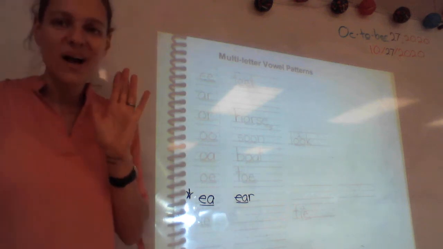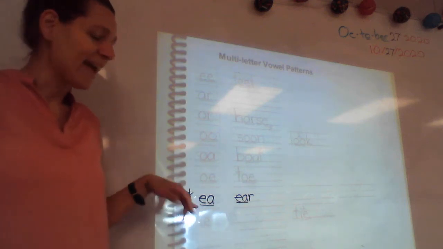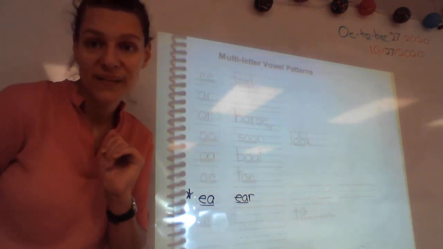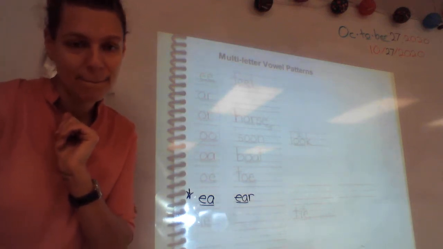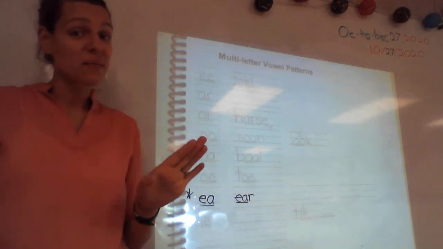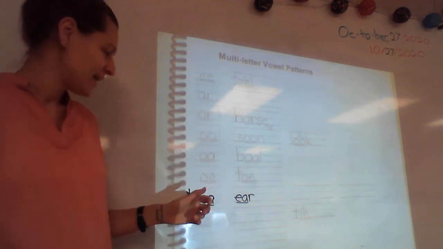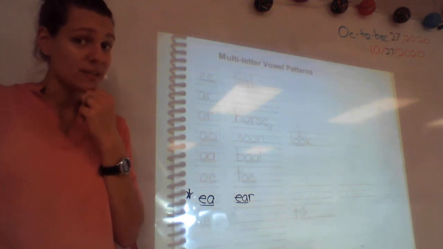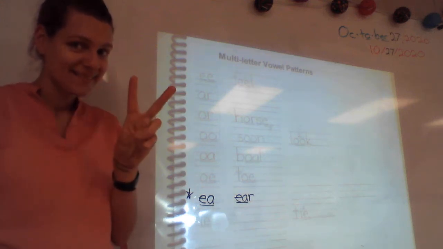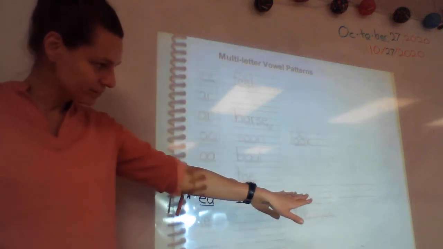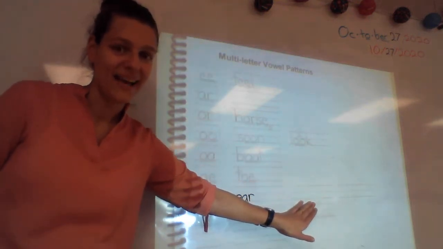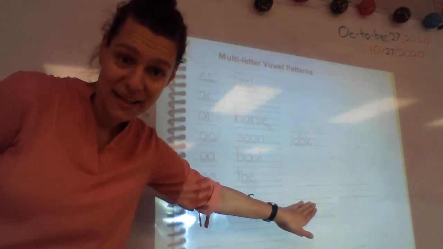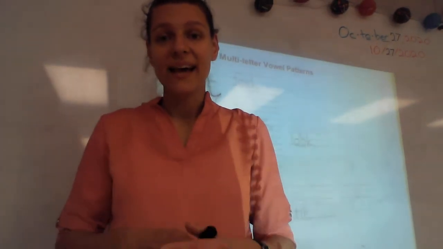We also had a word where our E-A was making its second sound. Does anyone remember what word that was, class? All right, the word was head. And our E-A is saying in head, that's which of its sounds? Good, its second sound. So on the second line over here, we're going to write head. Class, what are we going to write to spell head?